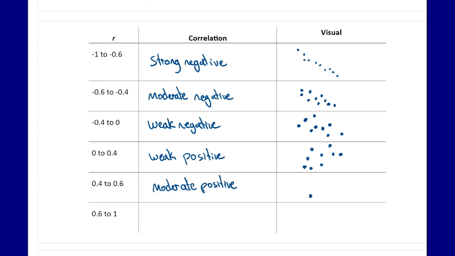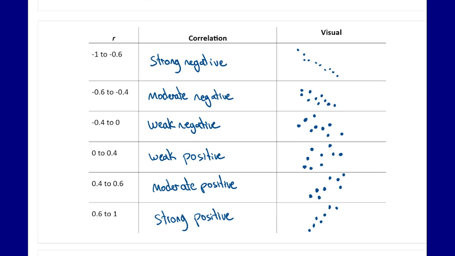So again, we can see an upward direction. The points are probably closer together. They're less spread out. And then from 0.6 to 1, we have a strong positive. With again, 1 being a perfect positive. So here again, we see the points basically forming a straight line, or very close to a straight line.